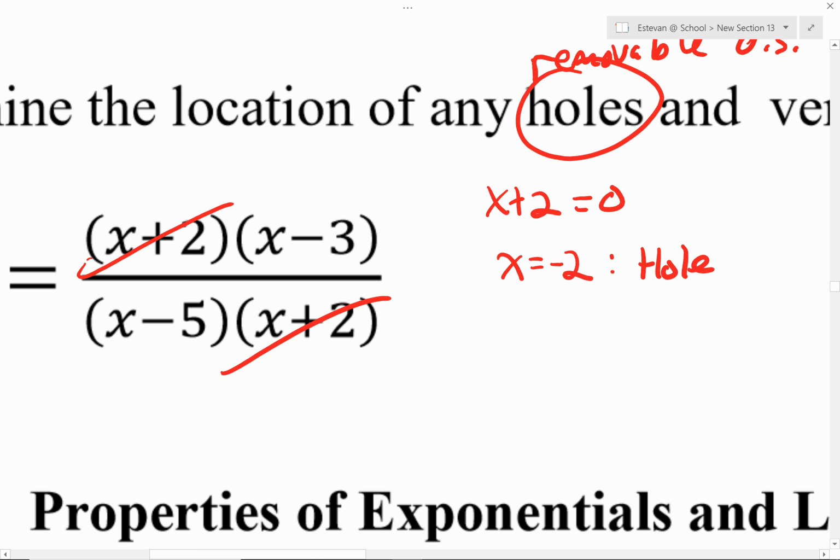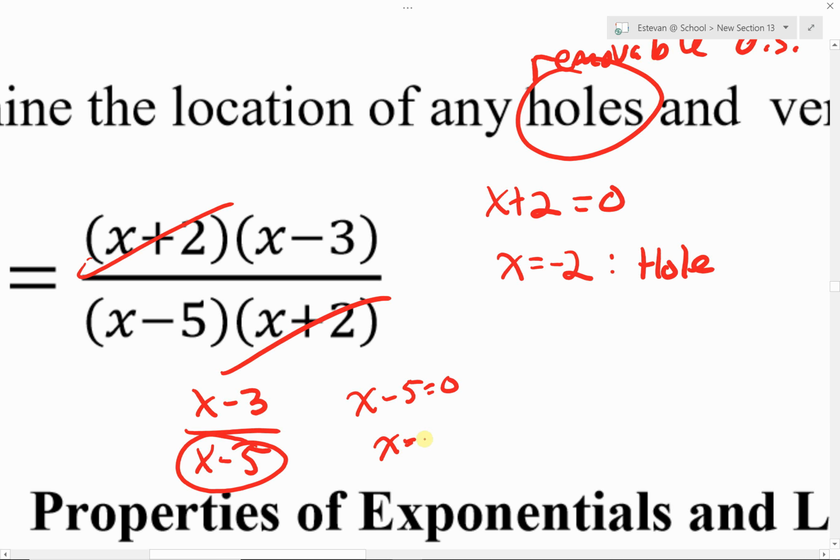And what are we left with? Well, we're left with x minus 3 over x minus 5. The vertical asymptote is located in the bottom. So we set that equal to 0 and solve for x. So x is equal to negative 5. So your vertical asymptote is at x equals negative 5. So that is your vertical.